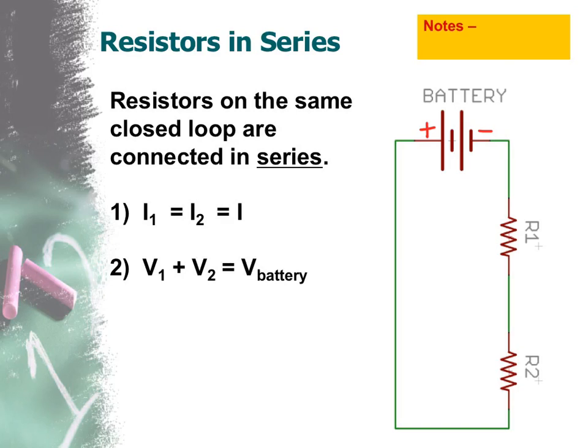Okay, now things get interesting when you add more than one resistor to a circuit, and we call this arrangement a set of resistors in series. So when you have resistors that are on the same closed loop, we say that they are connected in series. Now there are two rules about having resistors connected in series, and the first one is that the current flowing through resistor 1 is the same as the current flowing through resistor 2, and we can just call that the current.